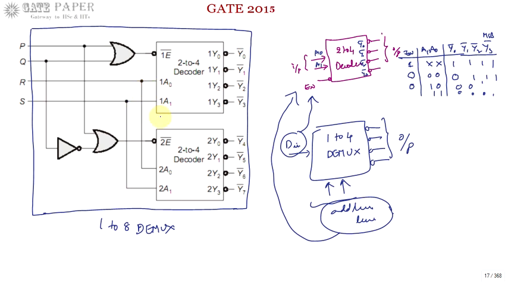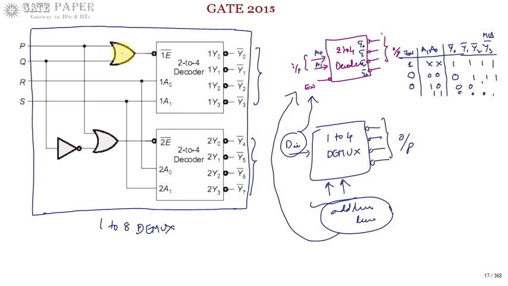both 2-4 decoders, because this one is acting as the upper 4 outputs, that is Y0 bar, Y1 bar, Y2 bar, Y3 bar, and the other 4 are the lower outputs. So the total is 8 outputs: these are the upper 4 and these are the lower 4. So D in has to be connected to both. Look at the enable signal, and that should be given the D input.